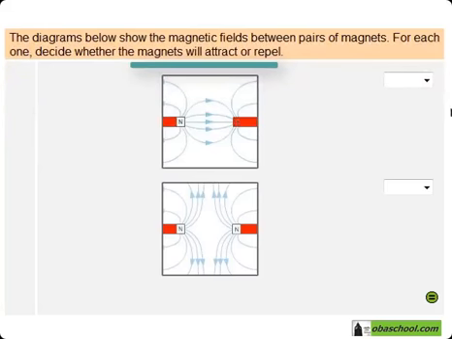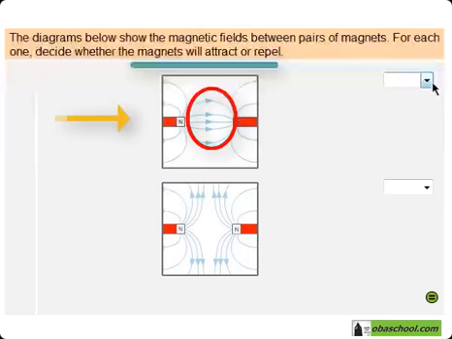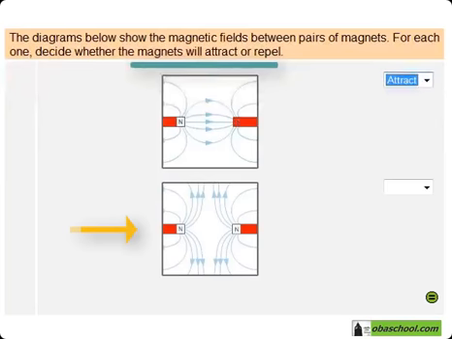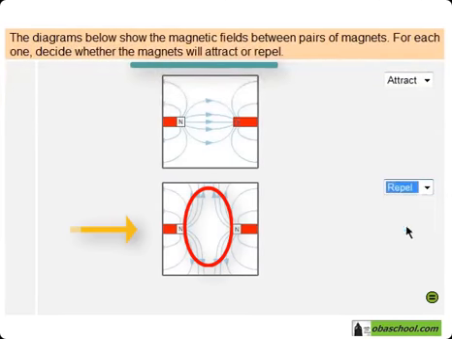In the first figure, the field lines seem to go from one magnet to another. So, do they attract or repel? Yes, they attract. In the second figure, the field lines go away from each other. And so, is it attraction or repulsion? Yes, they repel.